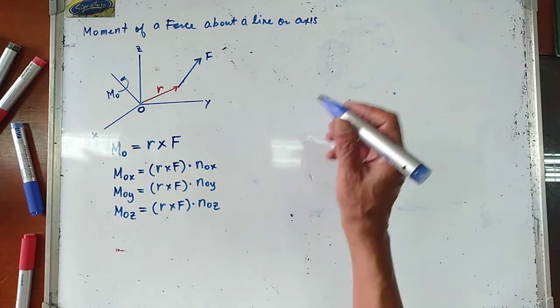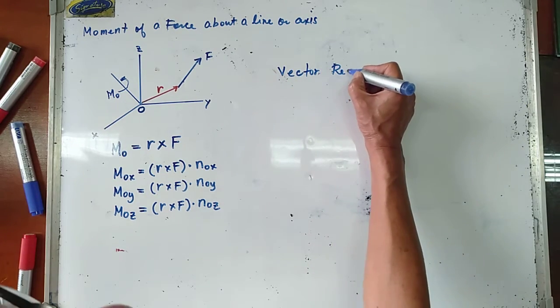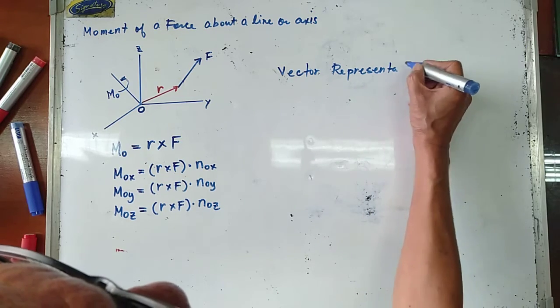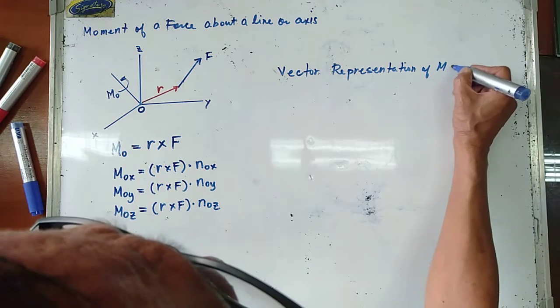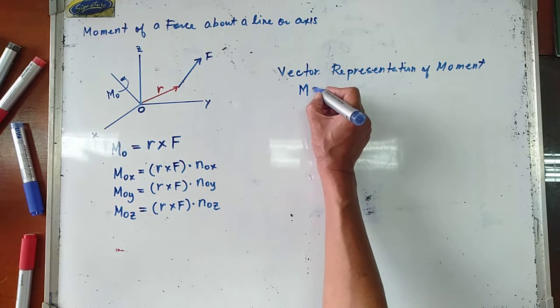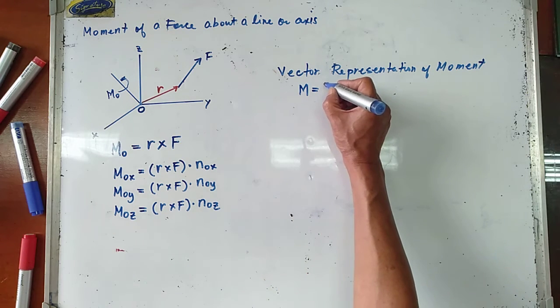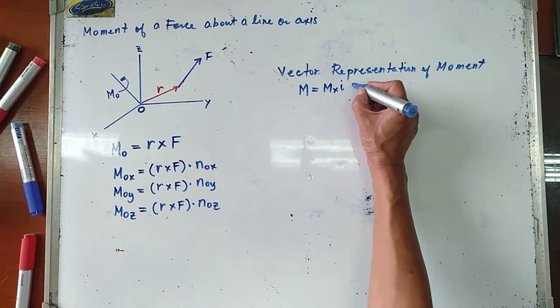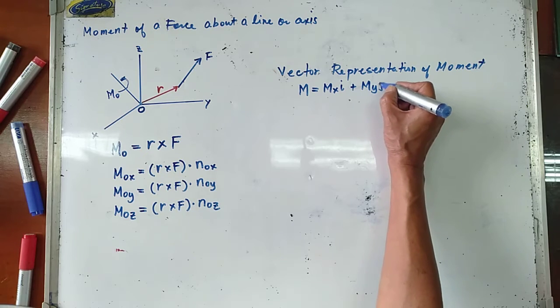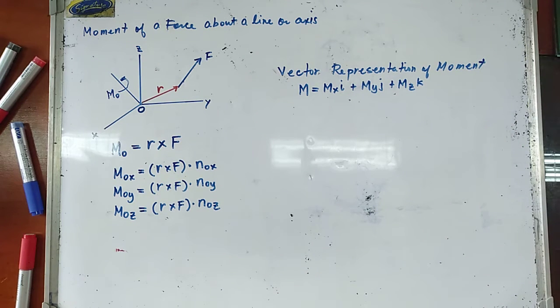Okay, so we now have the vector representation of moment. The vector representation of moment is just the same as the standard Cartesian form of representing a force. So this is equal to Mx i plus My j plus Mz k. So this is similar to the Cartesian vector form of representing a vector.